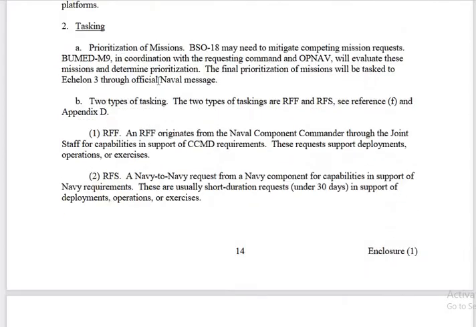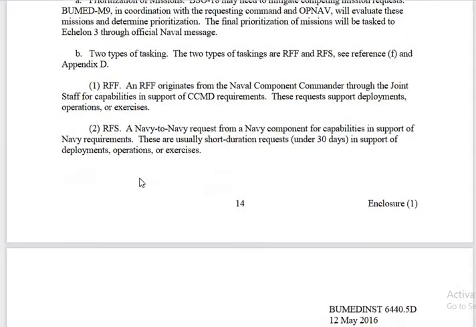Tasking. BSO 18 may need to mitigate competing mission requests. So again, if there's a lot of stuff going on, BUMED, M9, and OpNav are going to be the ones that determine how much priority something is. But the final prioritization will be tasked to Echelon 3 through a Navy official message.